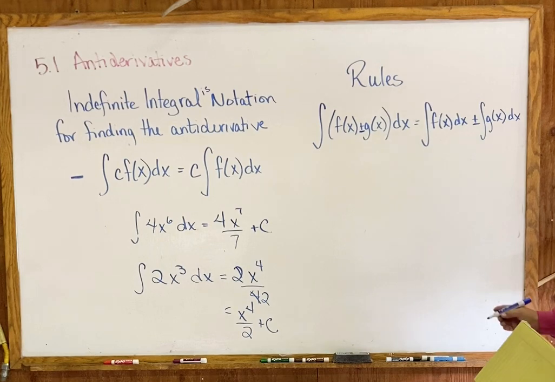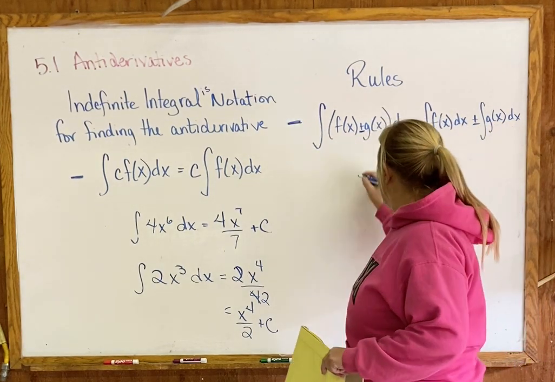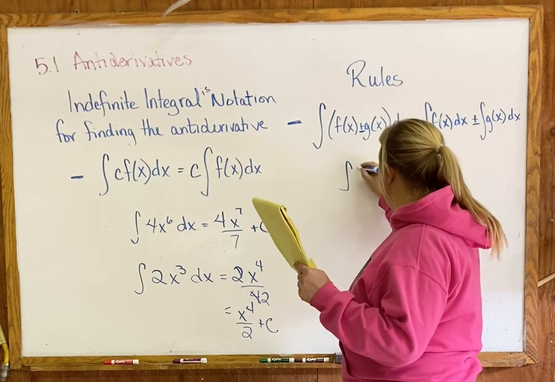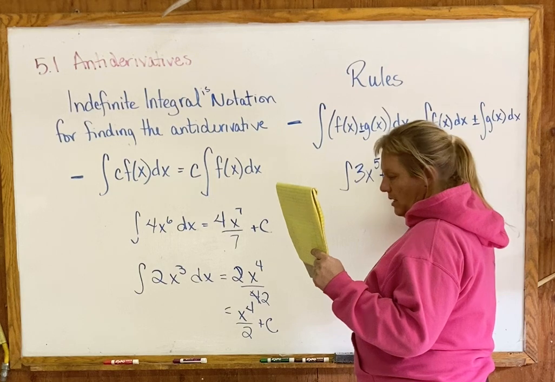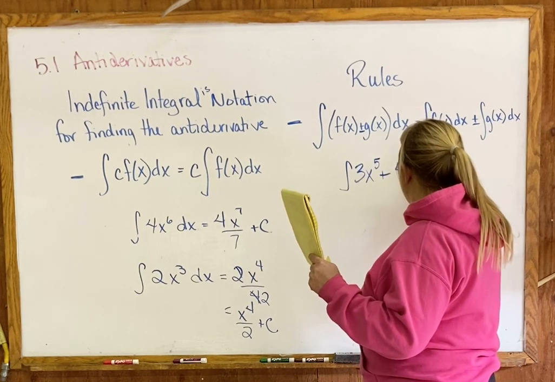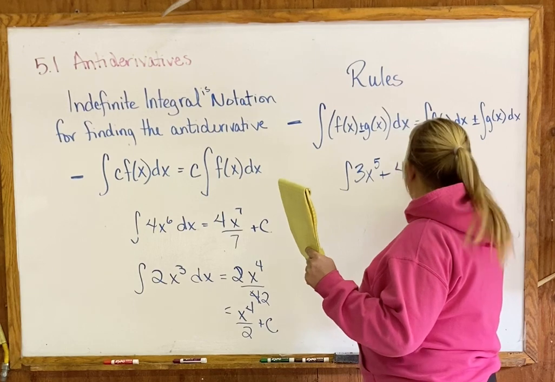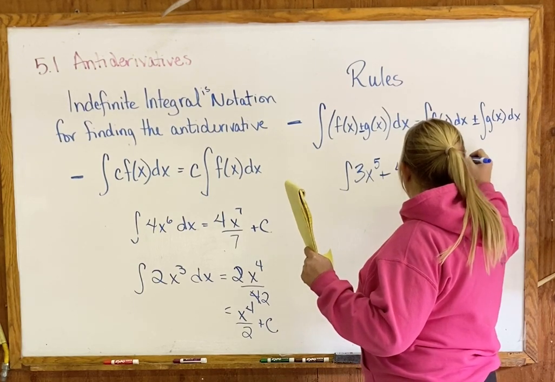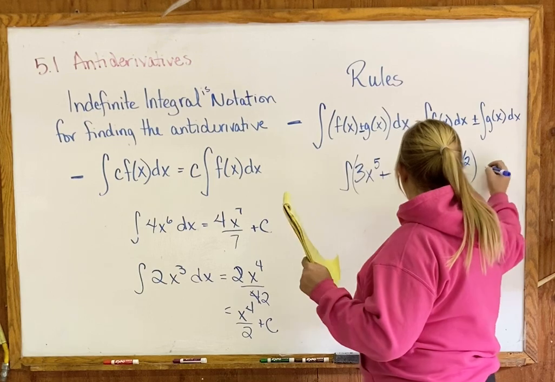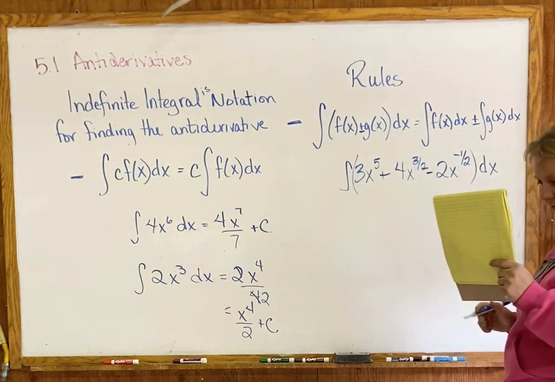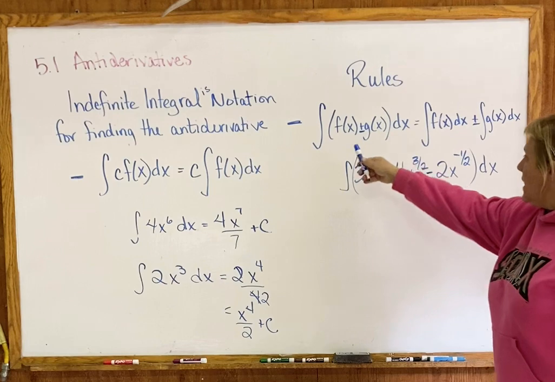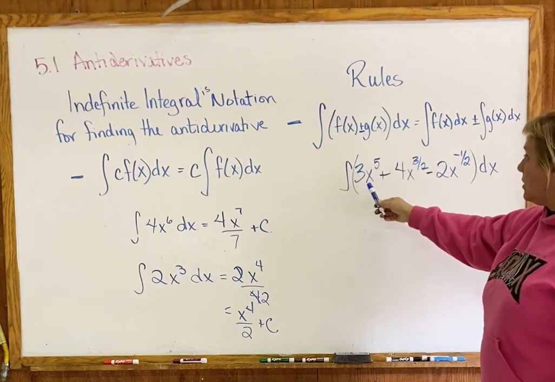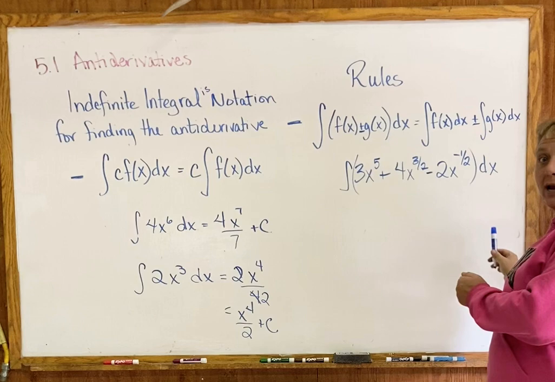Okay, so let's see an example of this one. So there's our rule, and our example looks like the integral of 3x to the 5th plus 4x to the 3/2 minus 2x to the negative 1/2 dx. All right. So, not the prettiest thing, but I'm trying to get you to practice here, so we'll go with this guy. So the idea is we have 3 parts here. We can strictly just go boop, boop, boop, and work our way right down the line.